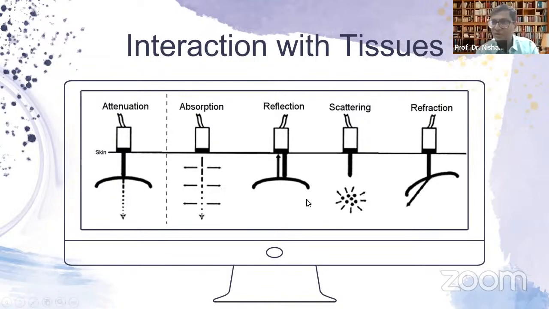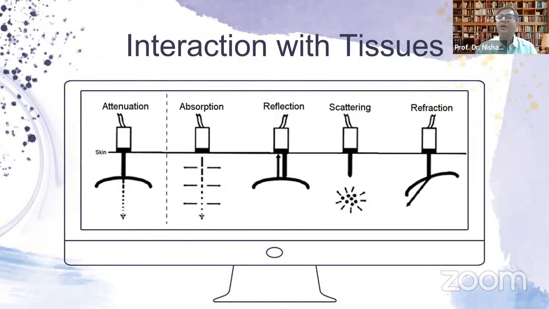There's also some amount of scattering. When the wave hits an object, the rays get scattered in different directions, and therefore it is again a cause of attenuation. So all of these, basically absorption, reflection, scattering, and refraction, lead to attenuation of waves. Now, refraction is simply the passing of the sound wave through two different media.